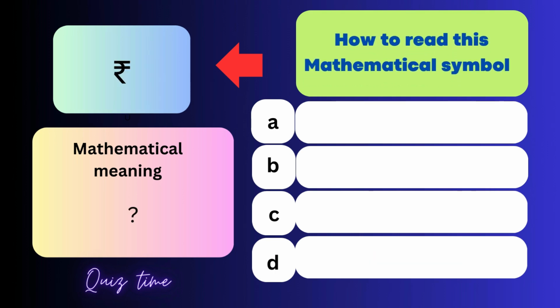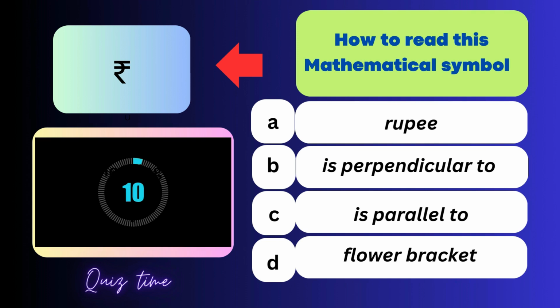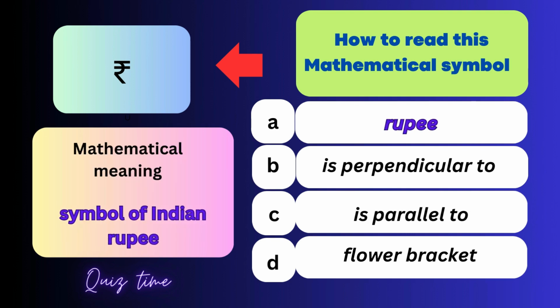How to read this mathematical symbol? A. Rupee. B. Is perpendicular to. C. Is parallel to. D. Flower bracket. The answer is A. Rupee.